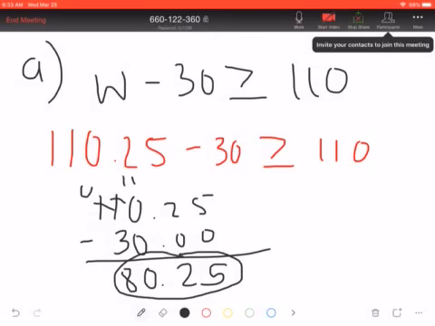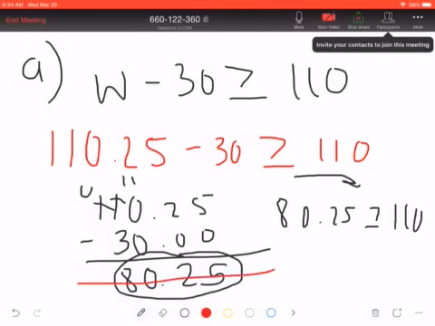Now this is where it gets tricky, okay? So you have to take this, and if this was my answer, boom, you have to ask yourself by bringing this sign down here, does this make sense? Read it. Is 80 and 25 hundredths greater than 110? No. Is 80 and 25 hundredths equal to 110? No. So it's not greater than or it's not equal to. So this resident was wrong. This answer cannot make sense. It doesn't work.